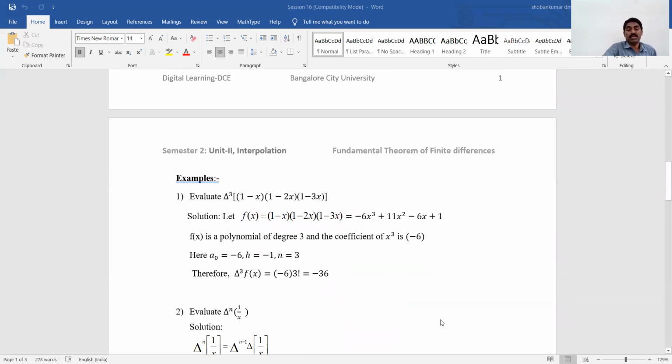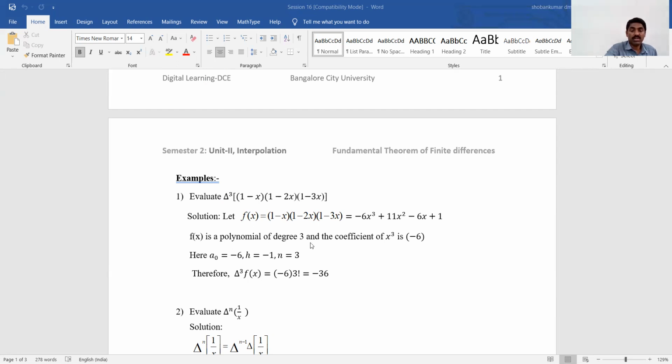Now we discuss some examples, applying the fundamental theorem of finite differences. Evaluate delta raised to 3 of (1 minus x)(1 minus 2x)(1 minus 3x). First, we have to simplify the given function. Here f of x equals (1 minus x)(1 minus 2x)(1 minus 3x). After simplification, we get minus 6x cubed plus 11x squared minus 6x plus 1.